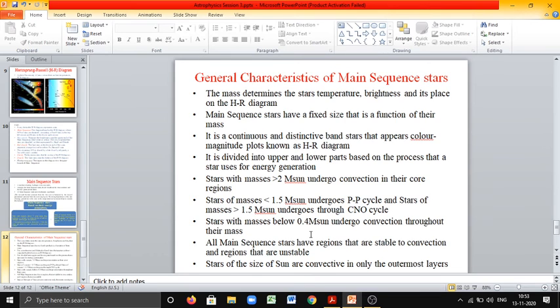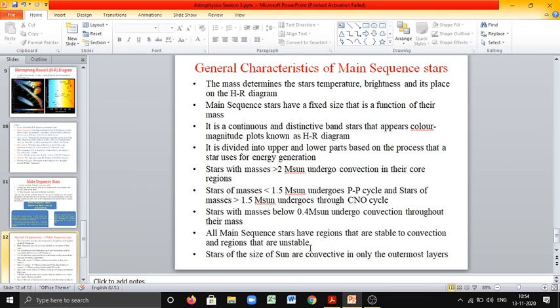It is also divided into upper and lower parts based on the process that stars use for energy generation. Stars with masses greater than 2 times the mass of the Sun undergo convection in their core regions, whereas stars of masses less than 1.5 times the mass of the Sun undergo the pp cycle, and stars of masses greater than 1.5 times the mass of the Sun undergo the CNO cycle. Stars with masses below 0.4 times the mass of the Sun undergo convection throughout their mass. All main sequence stars have regions that are stable to convection and regions that are unstable. Stars of the size of the Sun are convective in only the outermost layers.